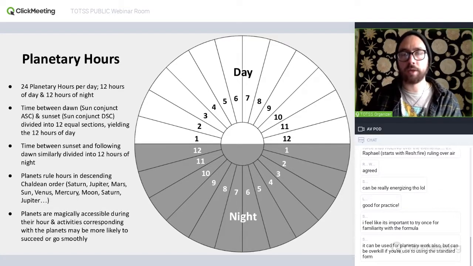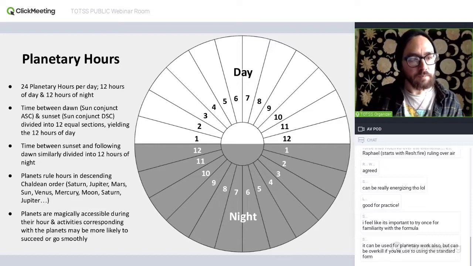But at the winter solstice, your day hours will be about 45 minutes, and at the summer solstice, your day hours will be about an hour and a quarter. Then that slowly changes over the course of the year, and is close to 60 minutes near the equinoxes. And the night hours will be the opposite. They'll be the longest near the winter solstice, and the shortest near the summer solstice. Right, so 12 equal hours of day and then 12 equal hours of night.